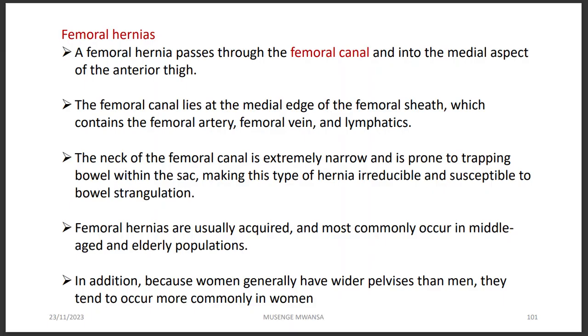Femoral hernias will pass through the middle aspect of the anterior thigh like that, and then they'll pass through the femoral canal.